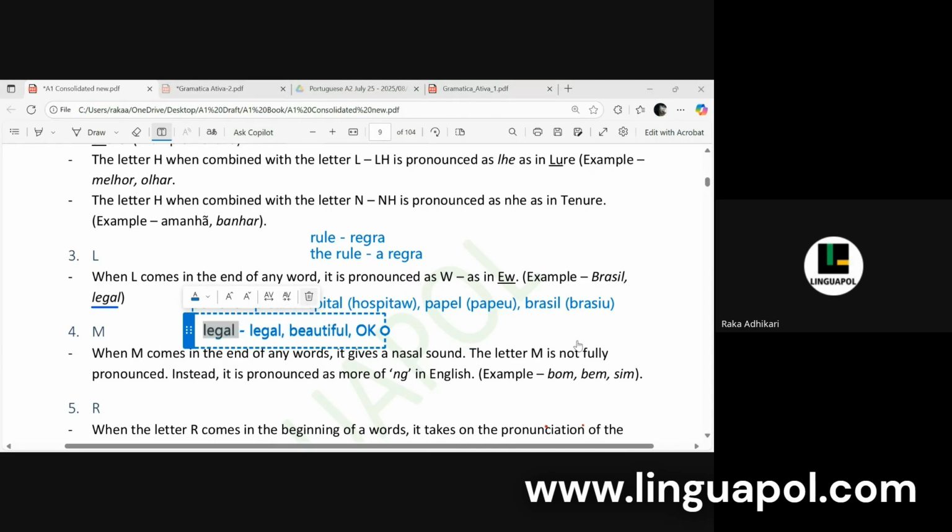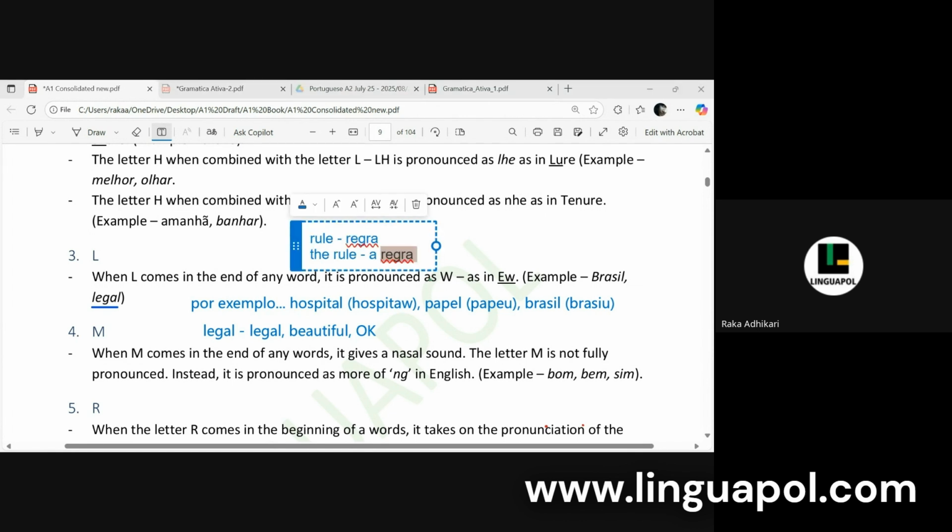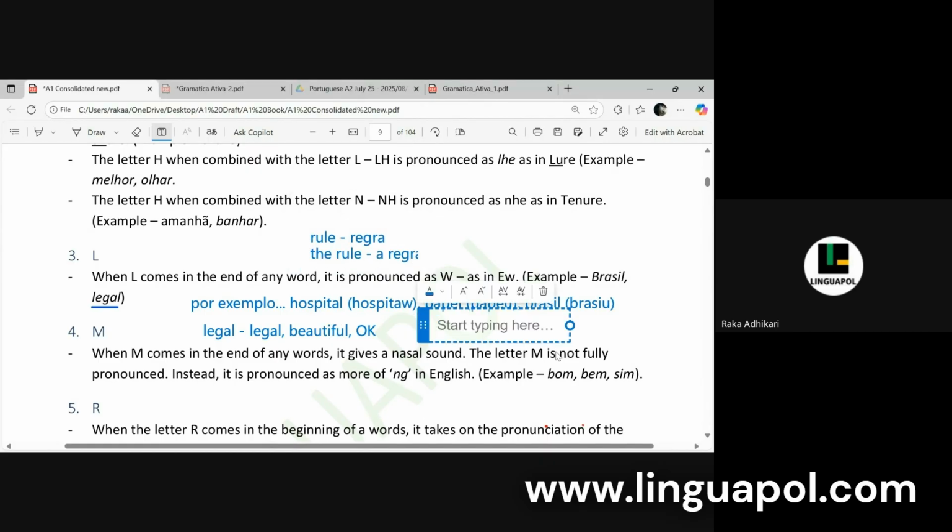Yes, somebody has a question. Rashmi, yes. Ma'am, can you please once again spell the word rule? Which one? Rule, the rule. Rule. Yes. This one is called regra. Okay. Regra. Because it's starting with the letter R, that's why the sound is like an H. Regra. Okay. Vamos proceder. So I'm saying vamos proceder. Let's proceed.